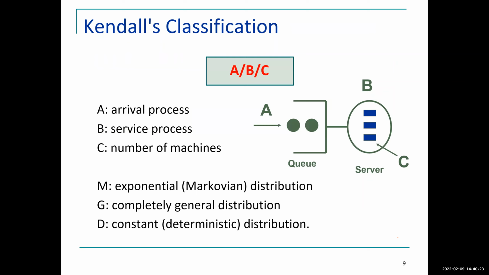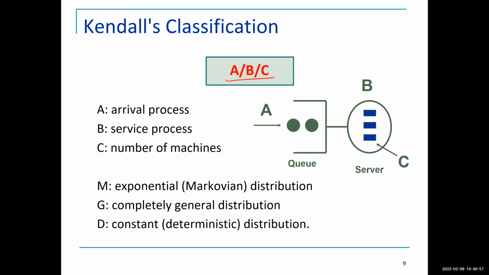So here's the Kendall's classification for a queue. We have a server, a queue, and then we have three letters A, B, C. A is representing the arrival process, B is the service process, and C is the number of machines. So we use this notation right here. The information is presented in that sequence.